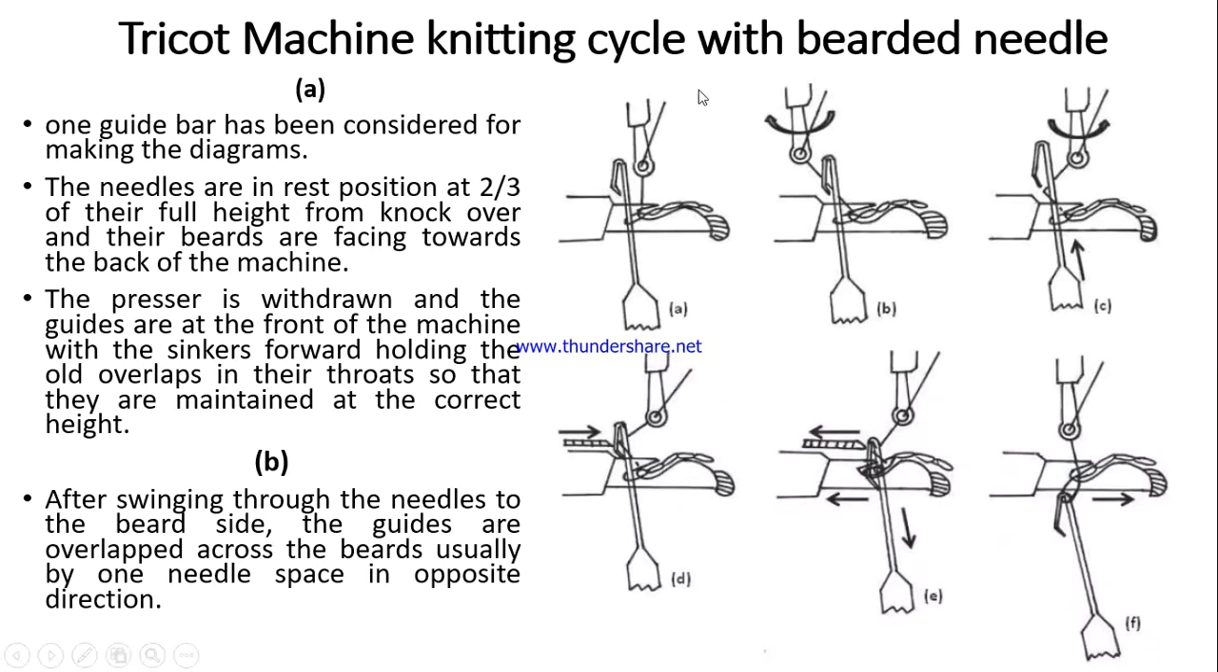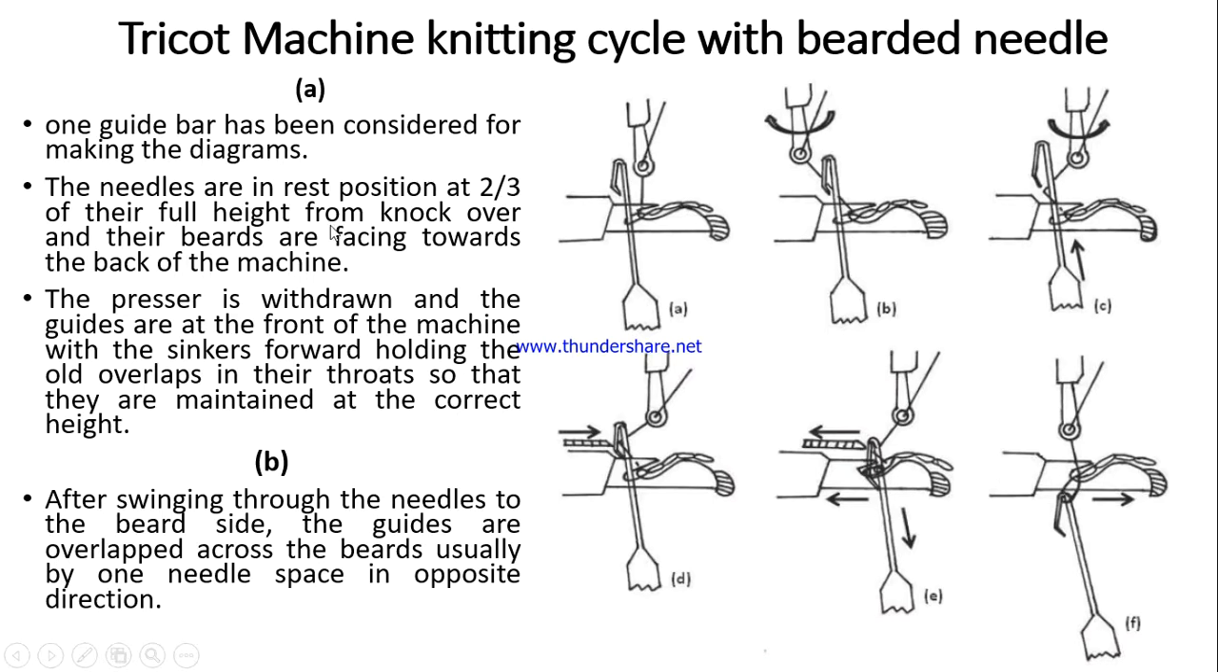Now in the case of a tricot knitting machine, tricot machines generally have bearded needles. The knitting cycle has been shown here, and I shall discuss the various steps of knitting in a tricot knitting machine. For one guide bar machines, one guide bar has been considered for making the diagram, because this is a simple case. But in an actual commercial tricot knitting machine, there may be 2 or more guide bars available.